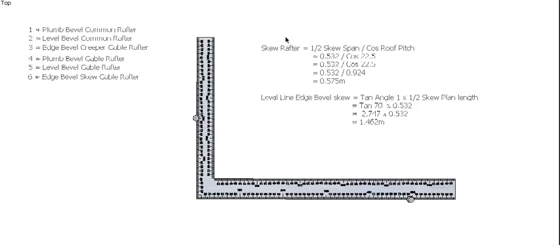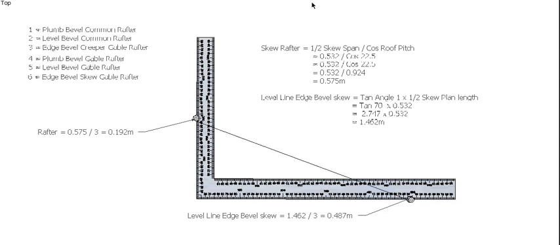So the skew rafter, we knew what that was from previous calcs. Our level line for the edge bevel is tan angle 1 times half the skew plan length, which will give us our answer. It ends up being a fairly shallow angle, but that's what we need. This gives us bevel 6, the edge bevel for the skew gable rafter.